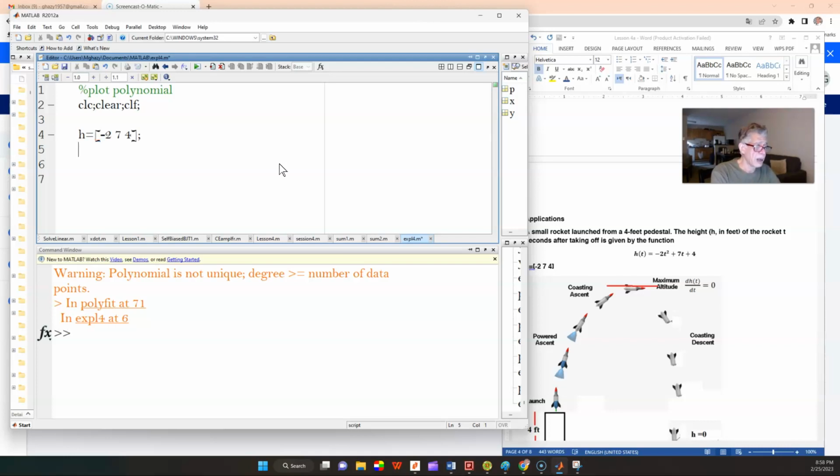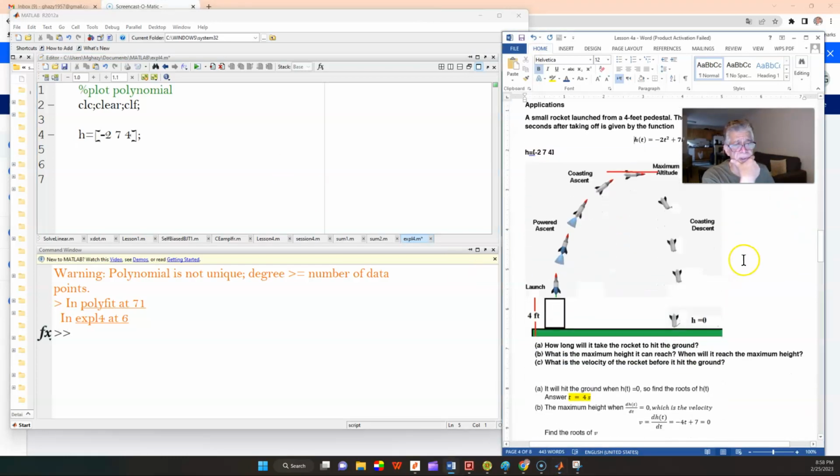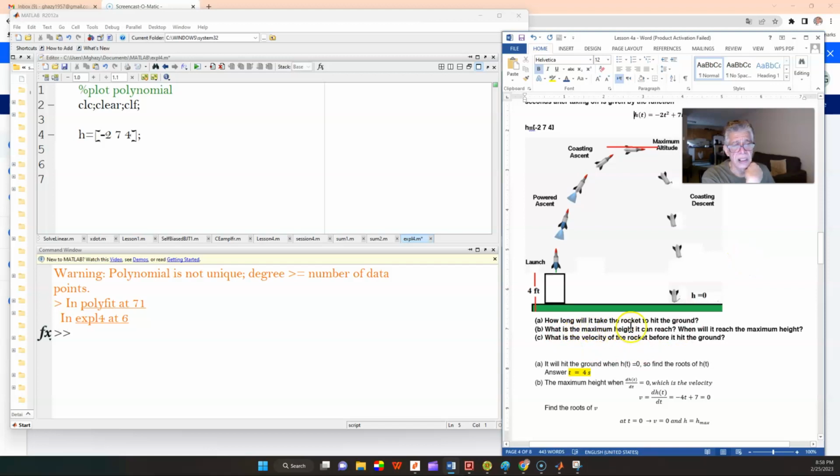Well, for this polynomial, let's solve the first question here. How long will it take the rocket to hit the ground? How long? They want to find the time from when it is launched, which is t equals 0, till it hits the ground. When it hits the ground, we said h is equal to 0 because the distance between the ground and the rocket is equal to 0. So how do we find the time when h equals 0?